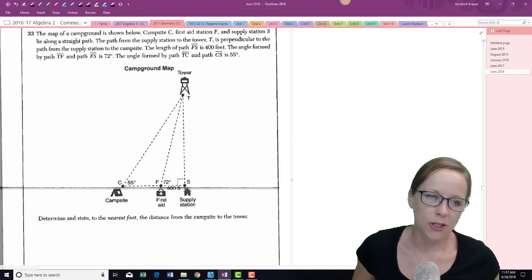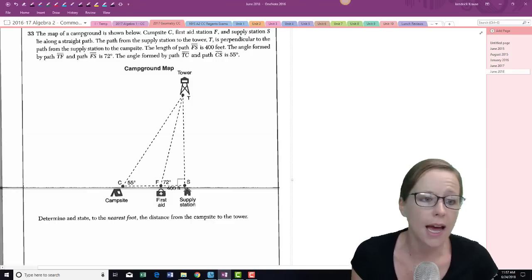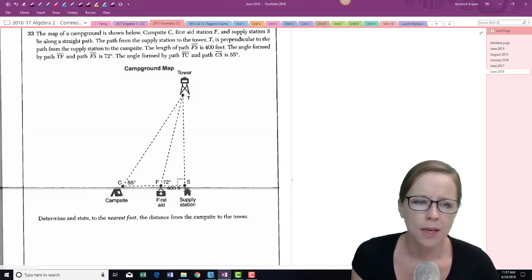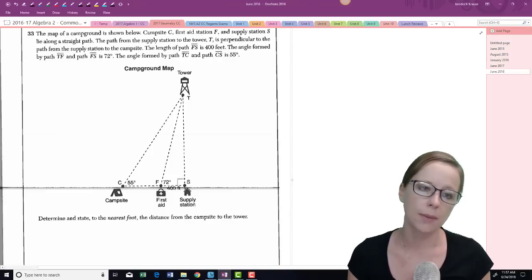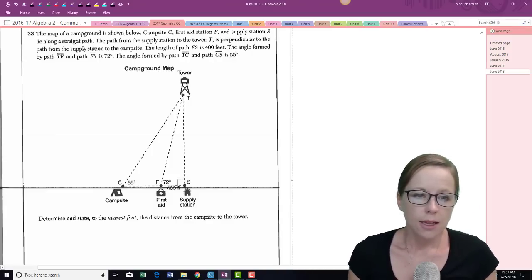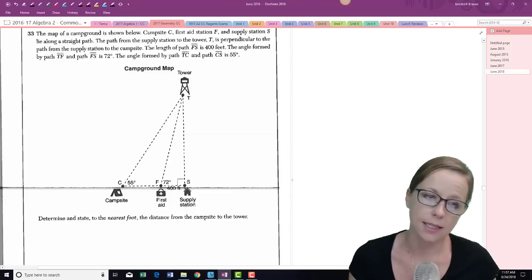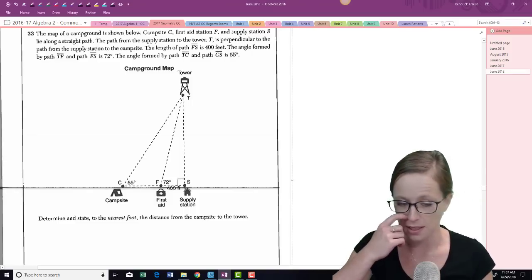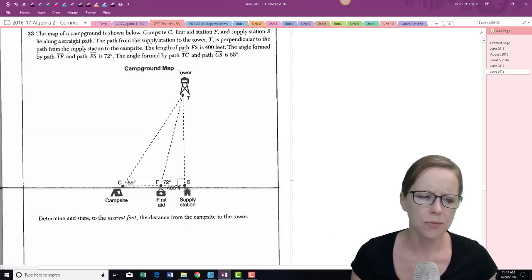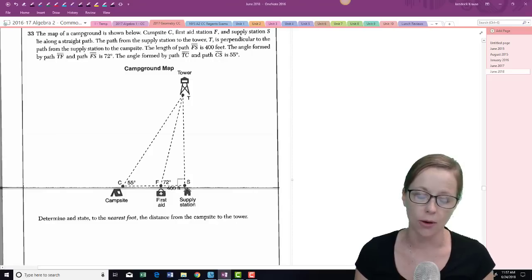The map of a campground is shown below. Campsite C, station F, supply station S, along a straight path. The path of the supply tower T is perpendicular to the path from the supply station to the campsite. The length of path FS is 400. The angle formed by TF and FS is 72. The angle formed by path TC and path CS is 55. Yikes. Okay. Determine and state to the nearest foot the distance from the campsite to the tower.